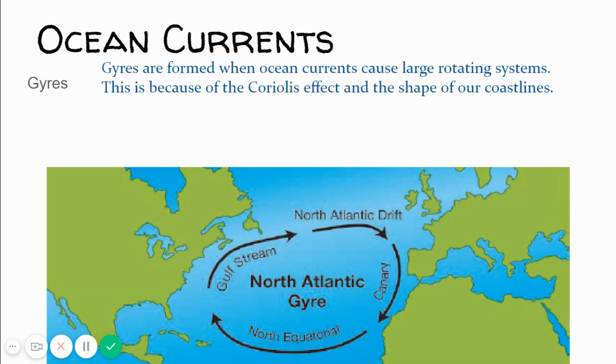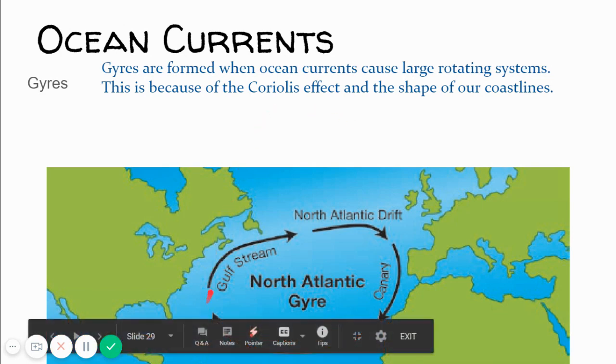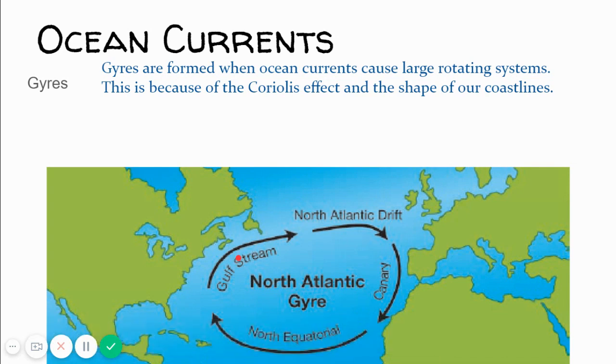Gyres are formed when ocean currents cause large rotating systems. This is because of the Coriolis effect and the shape of our coastlines as well. Coastlines have to do with this. It changes the way the water flows, being that it's the shape of our coastlines. It also is the Coriolis effect, turning as it comes from north to south, south to north, things like that.